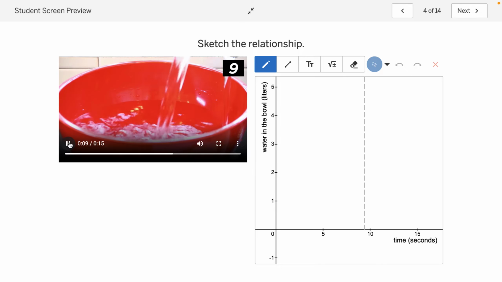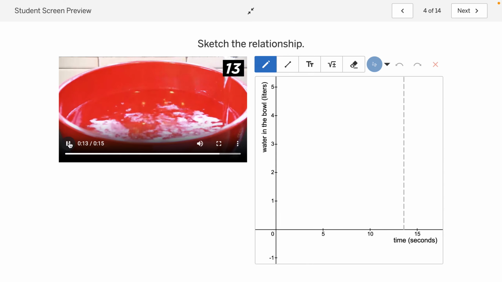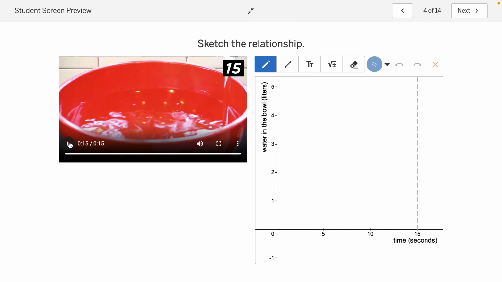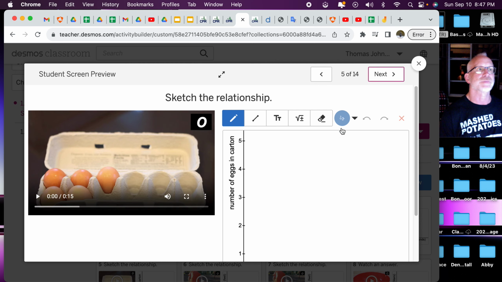7 seconds, the water turns on. 11. There's just a stream again. So I kind of thought something like this. From 0 to 7, it went like this. And then it kind of increased more until 11. And then it kind of leveled off again until 15. How does that look? So we kind of came up with something like that for that graph.